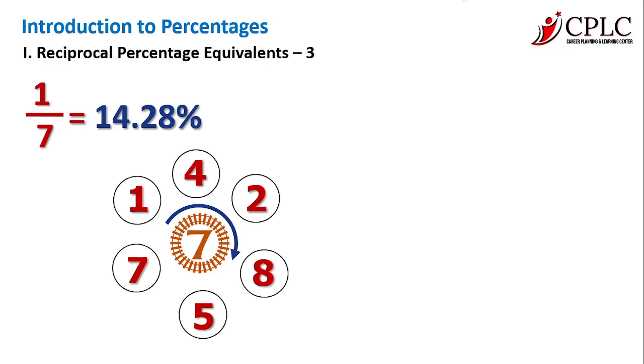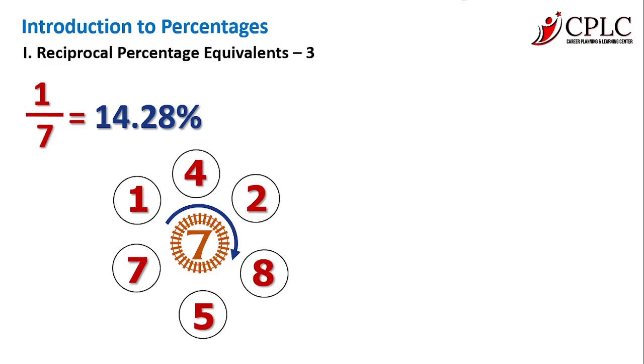But here we'll try to learn a slightly different way. To remember that, you'll have to remember six digits in clockwise order, and those digits are 142857. And you should be aware of the fact that 1 by 7 is 14.28%. Now, how do we solve this?